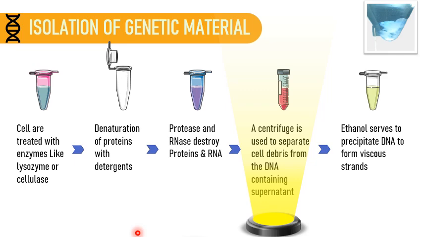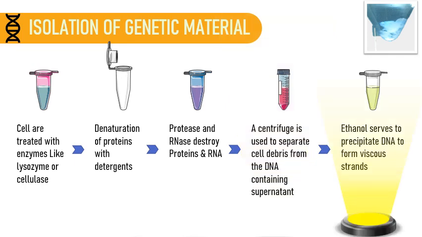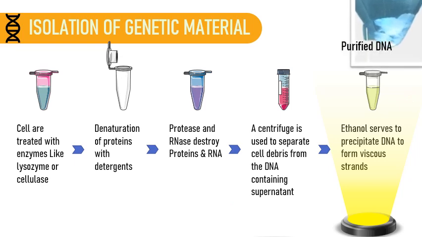Centrifugation technique will be used to separate cell debris from the DNA containing supernatant. So in the supernatant, we will get the DNA, and such DNA will be precipitated with the help of ethanol, where we will get the viscous strands of DNA in a proper manner, and purified DNA looks like a white mass of loop-like structures. We can scoop it, and a lengthy loop will come out from the tubes.